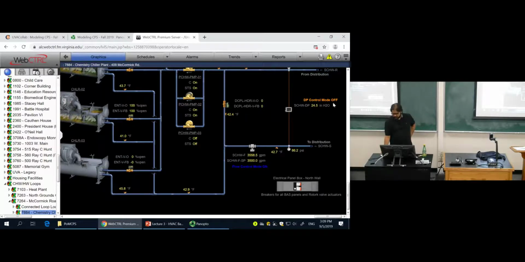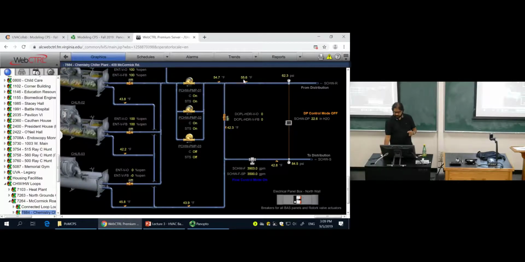Okay, so it goes to distribution. At every building, there's some air handler. We'll see the air handler for this room in just a second. And then return water comes back at 55. So we are sending at 42, it's coming back at 55. So we have to reject this heat from all these buildings.